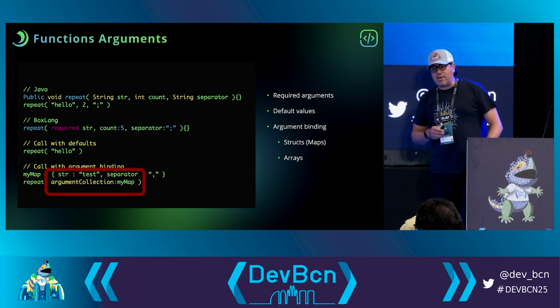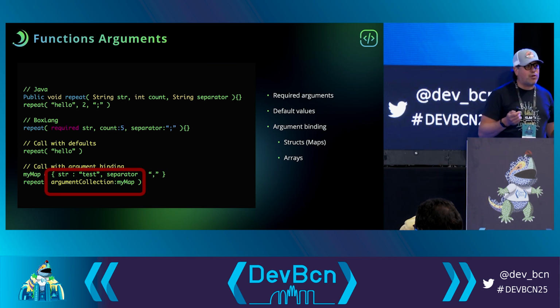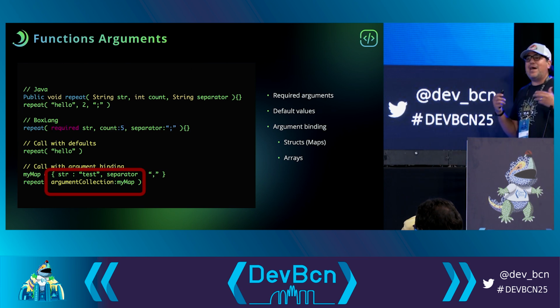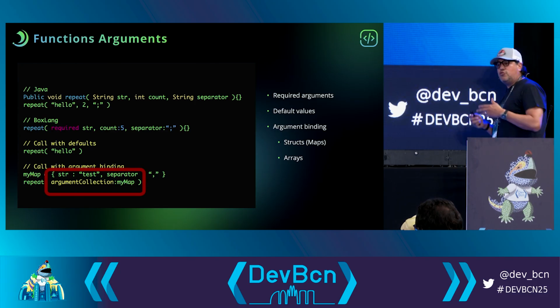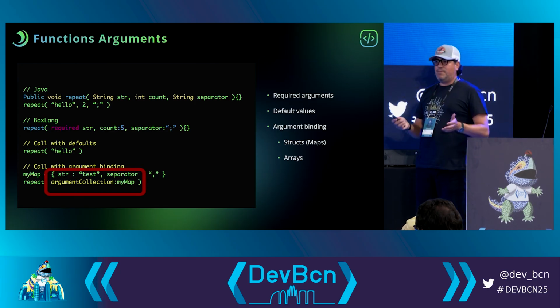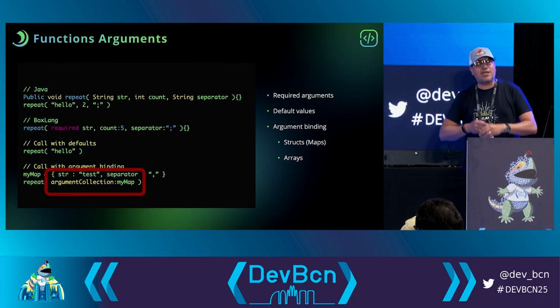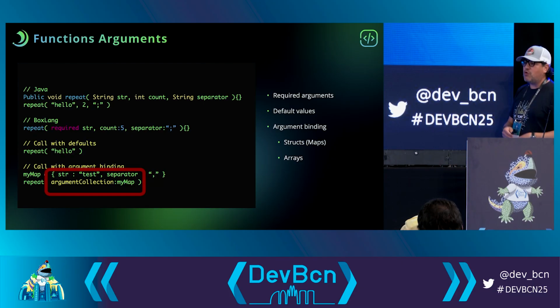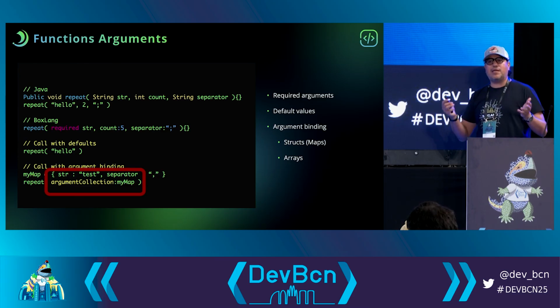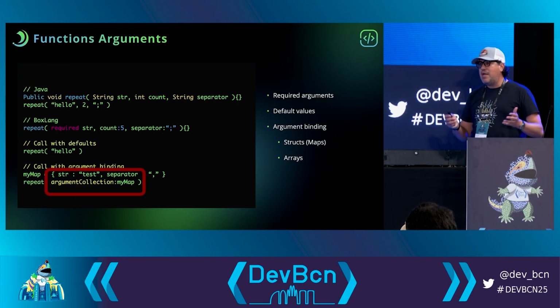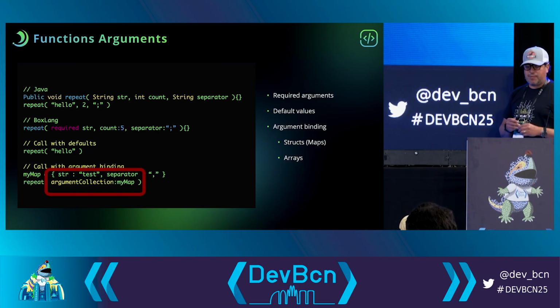You can also have, by convention, a keyword called argument collection. And you can pass a complete map into the arguments, and it will bind them for you. So this is super easy when you actually don't know which arguments you're expecting, but you're collecting them from forms. So you can actually say, hey, here's an argument collection. Go try to bind them. And it'll try to bind them according to the arguments.